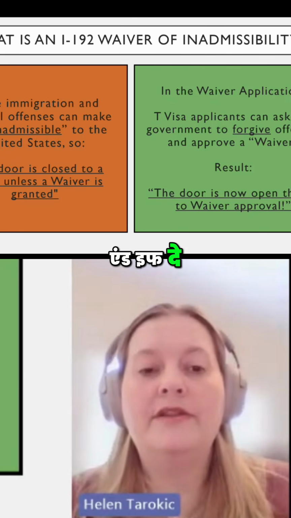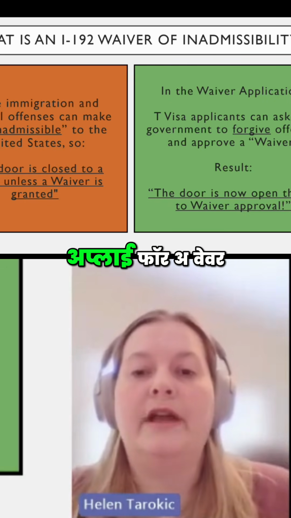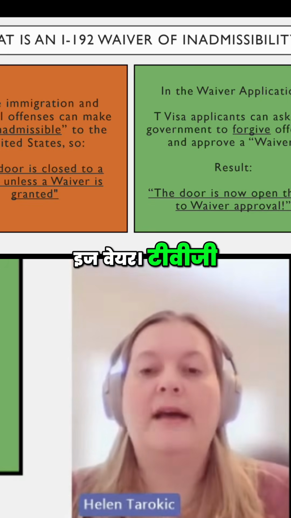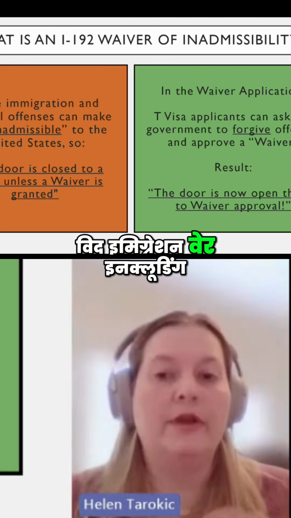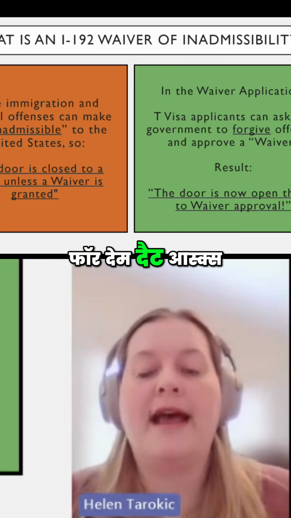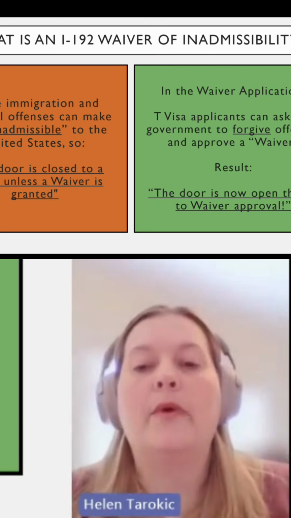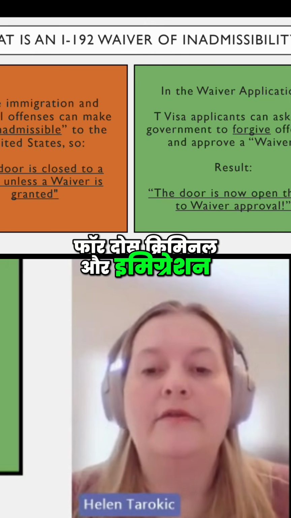And if they do come against that barrier, then we want to apply for a waiver. So a waiver is where the T visa applicant, as part of the paper application that we file with immigration, we're including an extra form for them that asks the government to forgive or waive or grant a waiver for those criminal or immigration violations.